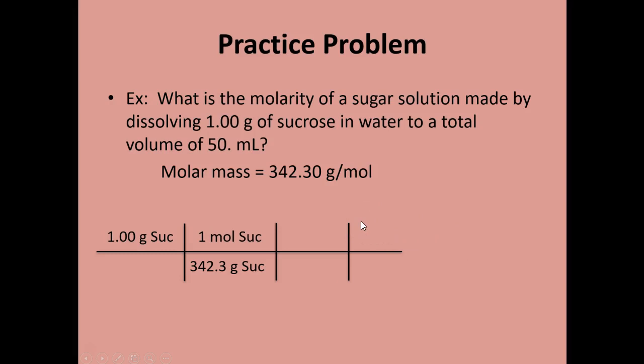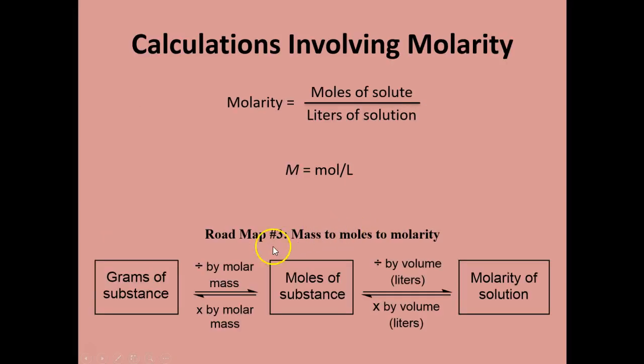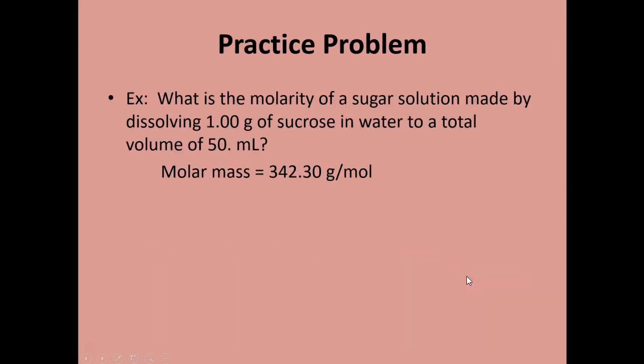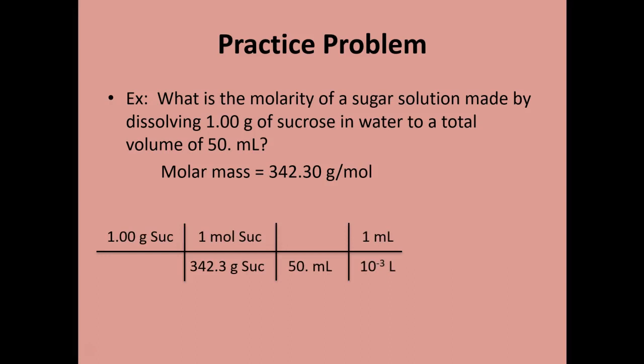Let's just quickly back up for a second and look at the roadmap. We were given grams of substance. We were asked for the molarity of the solution. What this tells us to do is to divide by molar mass and then divide by the volume. That is essentially what we did here. We took our 1 gram, we divided by the molar mass, we divided by the volume. We had to also do an additional operation to convert milliliters to liters, and then we got our answer. And we can write that in scientific notation, which is often a simpler thing to do.